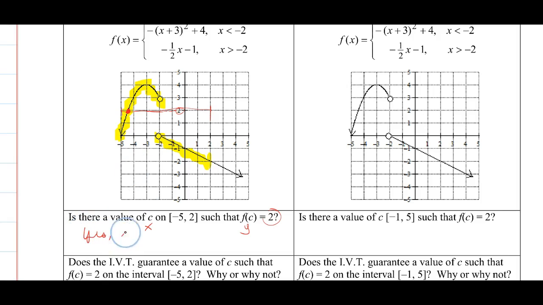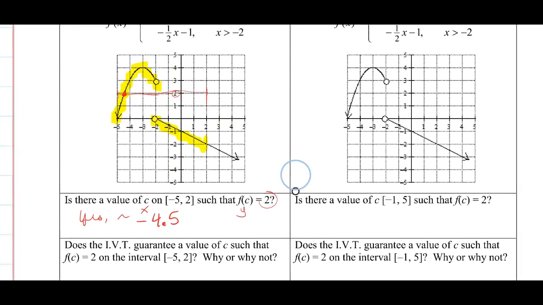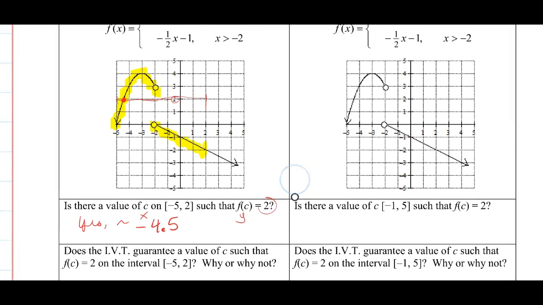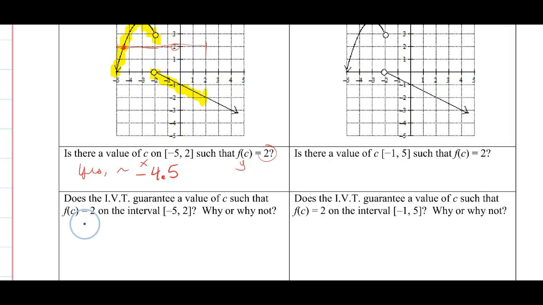Yes, I'd say about -4.5. Roughly, I'd say that's a good estimate. Does the IVT guarantee that value's existence? Does the IVT guarantee it? Why or why not? For the IVT to be applicable, the function and its range must satisfy the two conditions.